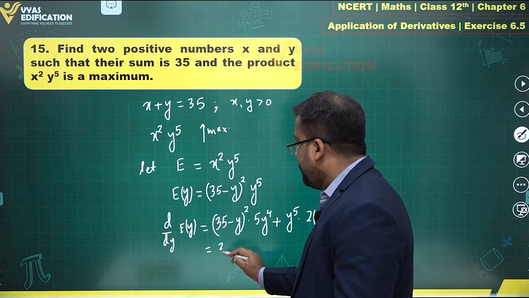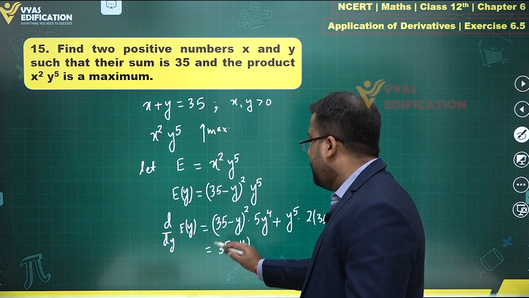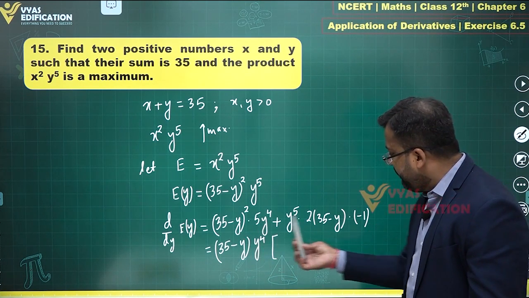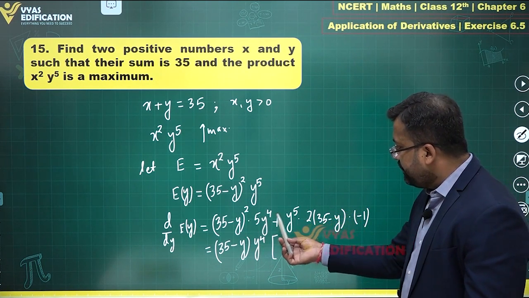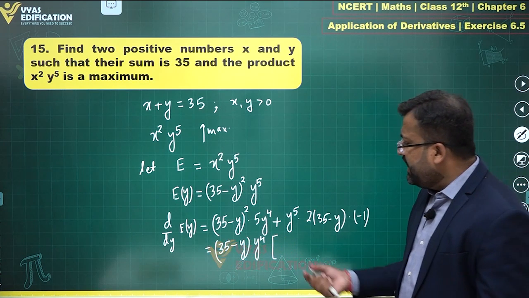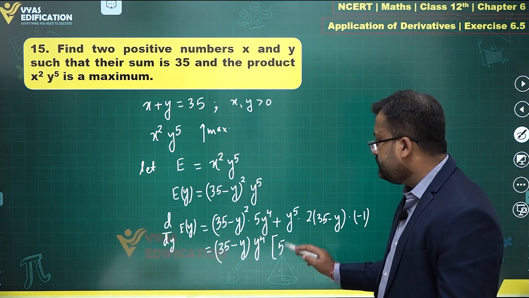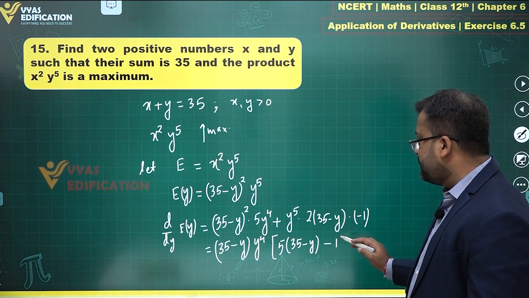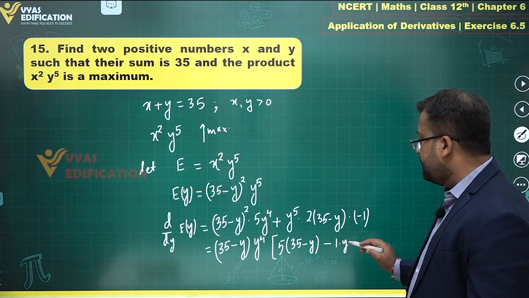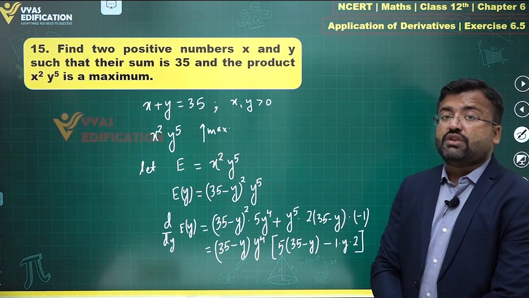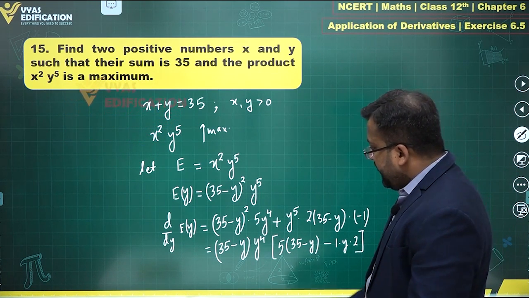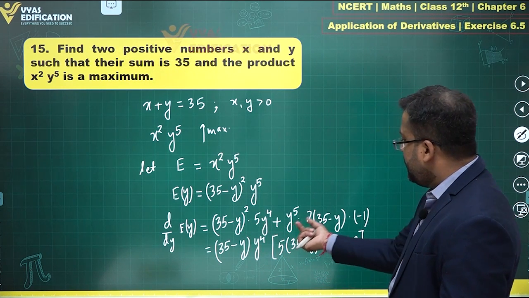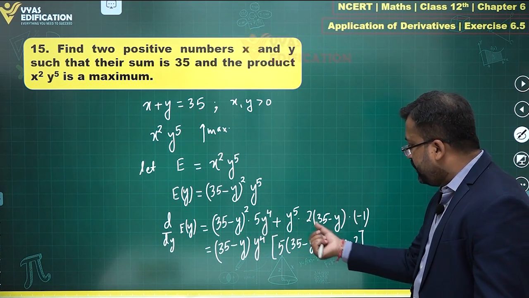So you can take out something common. Yes, 35 minus y and y power 4. These are the factors that will come out common. What will remain is 5 times 35 minus y and minus 1 times y, and there is a 2 as well over here. Please note this carefully. You take out 35 minus y and y power 4, 5 times 35 minus y remains, and 2 and minus 1 times y remain over here.